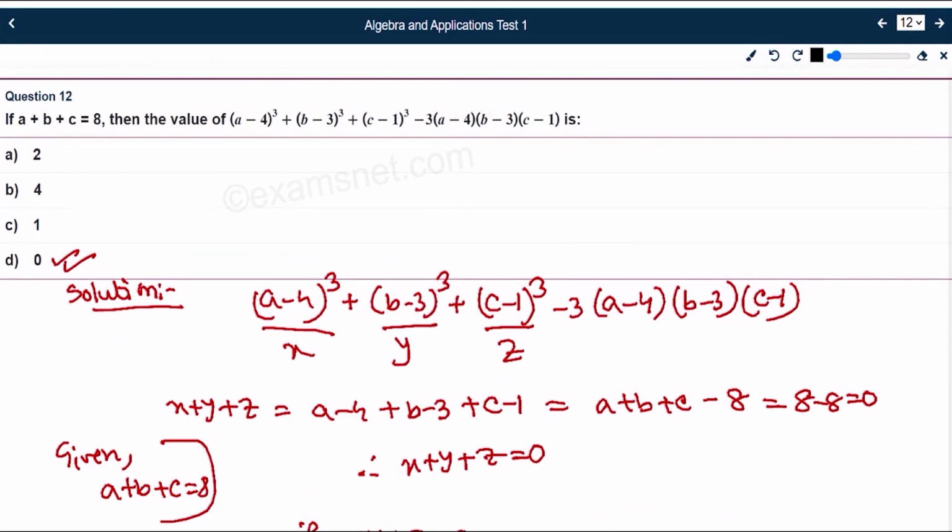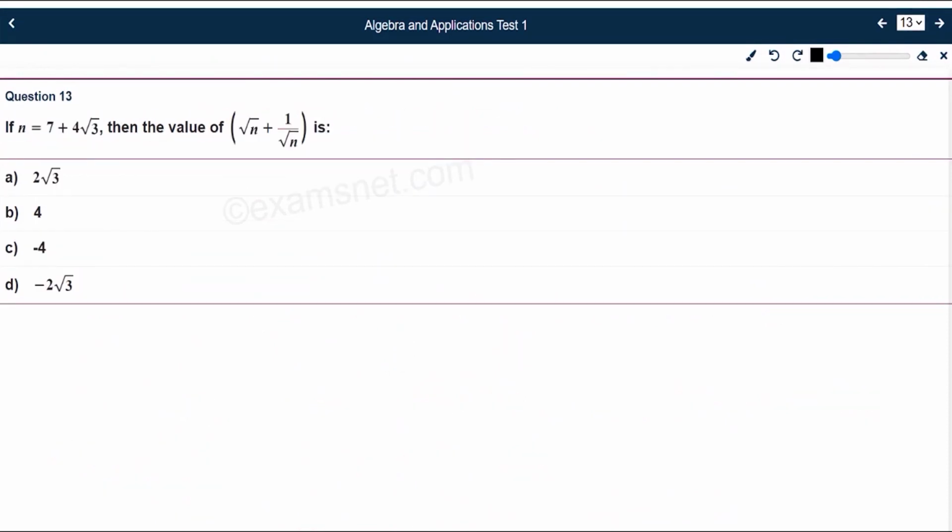Let's check the next question. Question number 13 states that if n equals 7 plus 4 root 3, then find the value of root n plus 1 by root n. Well, it's a very good question. Let's start with the solution then.